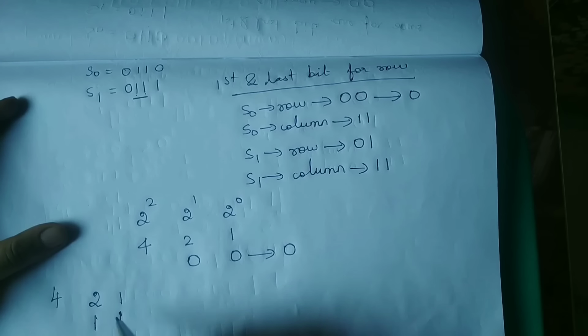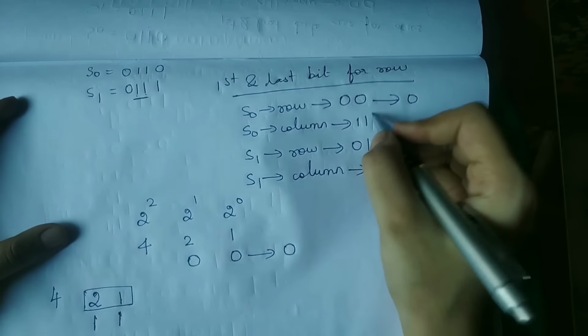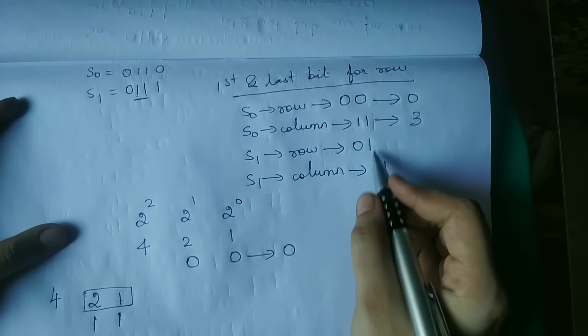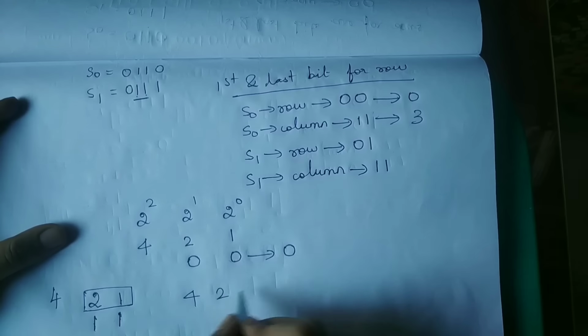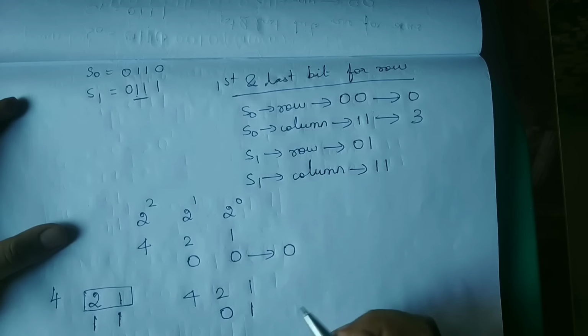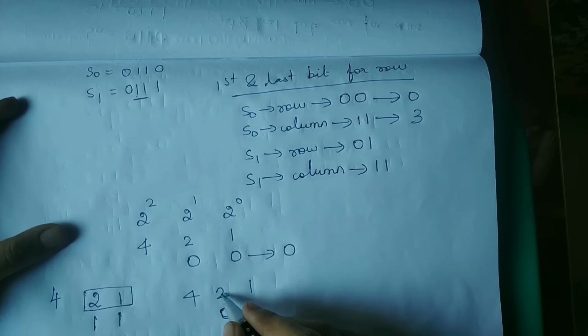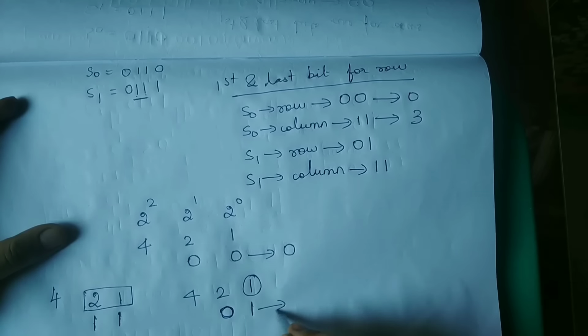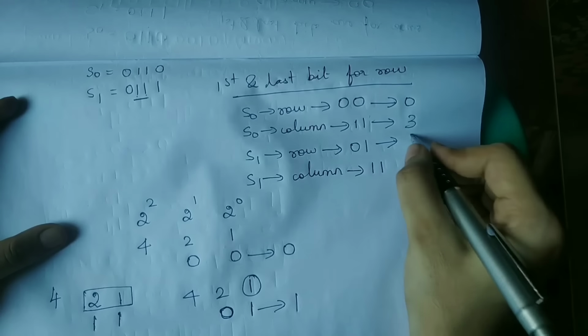Here it is 1. So 1. Here also it is 1. So I should add both the numbers. So 2 plus 1 is 3. So I should write 3 over here. Next it is 0, 1. So 4, 2, 1. I'm going to put 0, 1. So corresponding to 0, 2 is there, so I should not add this 2. Corresponding to 1, 1 is there. So the answer will be 1. So for this it is 1.